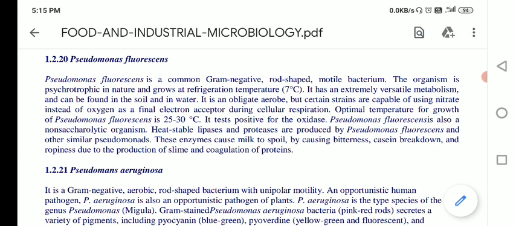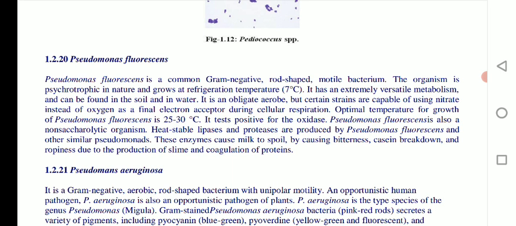The organism is psychrotrophic in nature, and it grows even at refrigeration temperature, at 7 degrees Celsius. It has an extremely versatile metabolism. It can be found in soil and in water. A peculiar feature of Pseudomonas fluorescens is that it is an obligate aerobe, but certain strains are capable of using nitrate instead of oxygen as a final electron acceptor during cellular respiration.